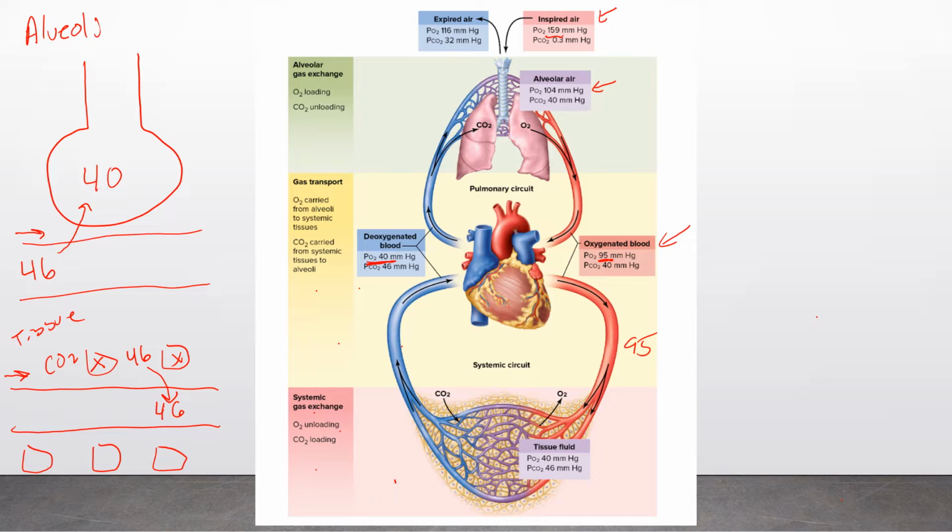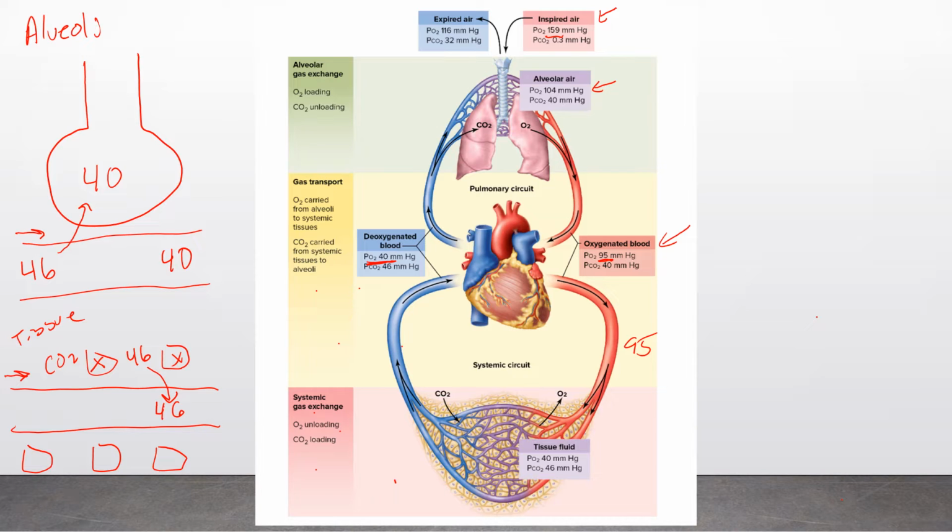At the end of the capillary, it would be equal to what's in the alveoli at 40. All right, so that's 40 millimeters of mercury of CO2. So we don't get rid of all of it. We get rid of a portion of it. So that's 40 millimeters of mercury that's going to be in the arterial system.